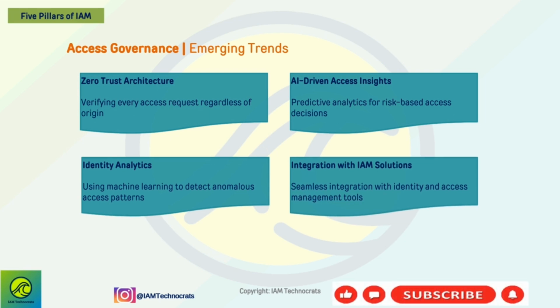Let's see emerging trends in access governance. AI-driven access insights: predictive analytics for risk-based access decisions. Zero trust architecture: verifying every access request regardless of origin. Identity analytics: using machine learning to detect anomalous access patterns. Integration with IAM solutions: seamless integration with identity and access management tools.